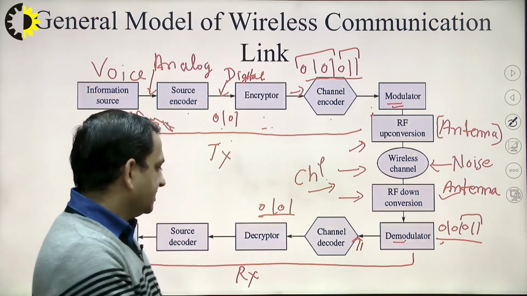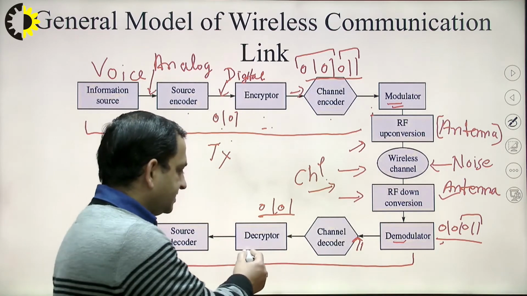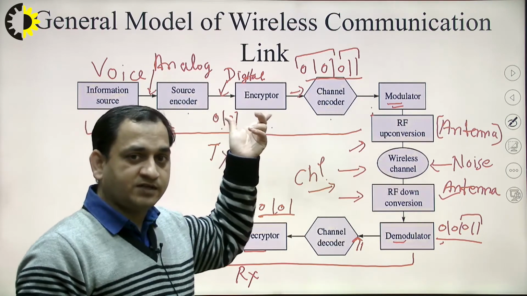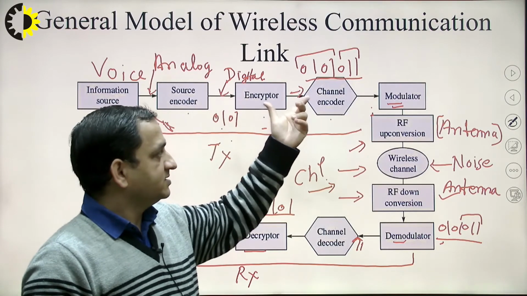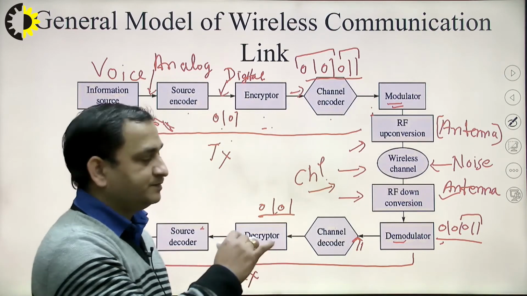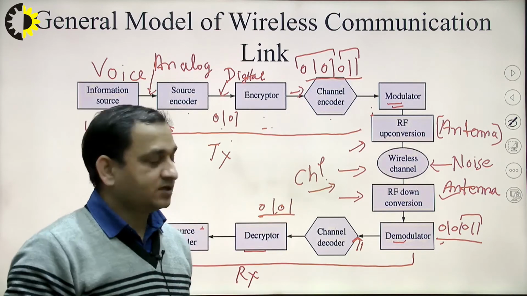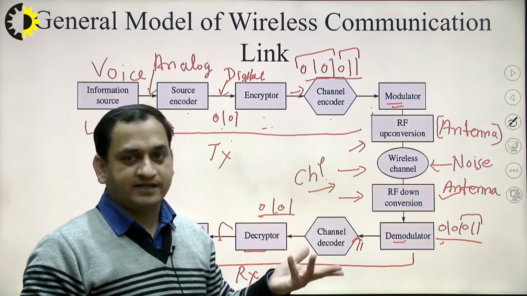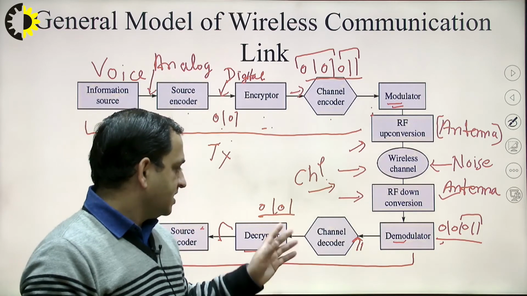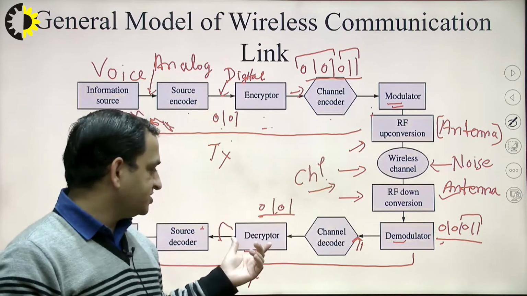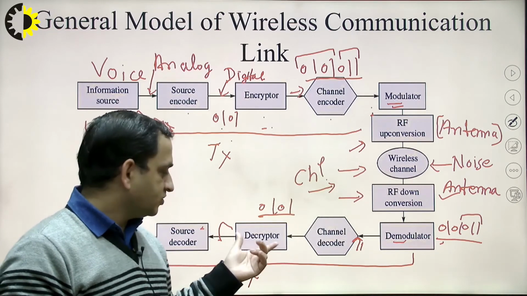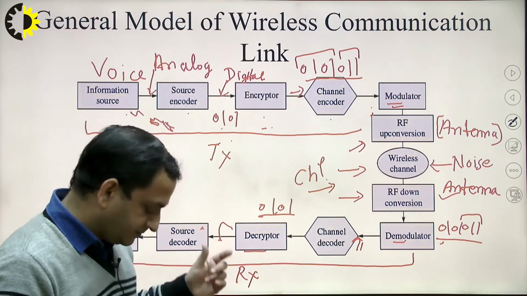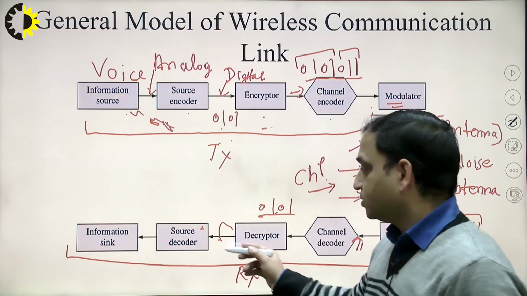Then the decrypter: what does it do? Basically, the decrypter does the opposite of the encryptor. The encryptor converts the main information into a scrambled or distributed form; for example, if we are sending 0 1 0 1, it can be changed to something like 1 0 1 0. To come back to the original condition, we use the decryptor. Then we use the source decoder.